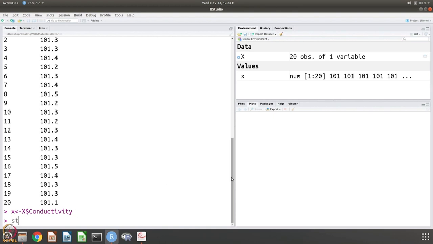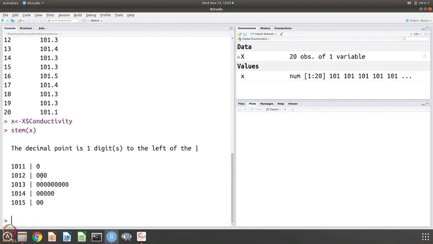So, now if you say stem of x, you get this stem and leaf plot. As you can see, the decimal point is one digit to the left of the pipe, right. So, pipe is here. So, decimal point is here, that we know. The data is all 101.3, 101.4, etcetera. So, 101.1, 101.2, 101.3, etcetera. And you can see that there is one data point 101.1, there are three 101.2, there are 3, 6, 9 101.3 and 5 101.4 and 2 101.5.